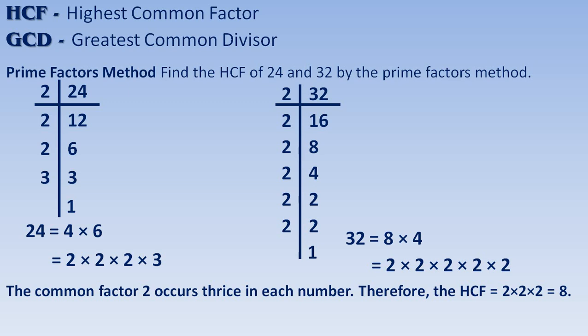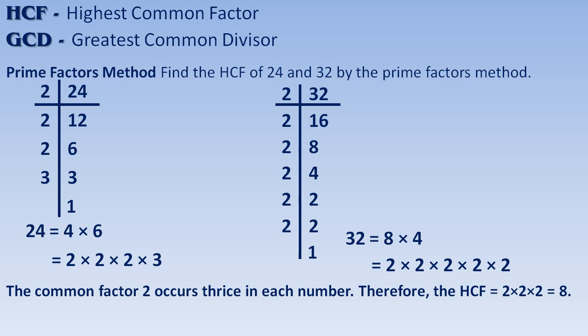We prime factorize 24 and we get the factors as 2 multiplied by 2 multiplied by 2 multiplied by 3. 32 you get as 2 multiplied by 2 multiplied by 2 multiplied by 2 multiplied by 2. Now when we arrange 24 and 32 and compare them, we will find that 2 multiplied by 2 multiplied by 2, that means 2 is 3 times common in both the numbers, and hence the highest common factor is 8.